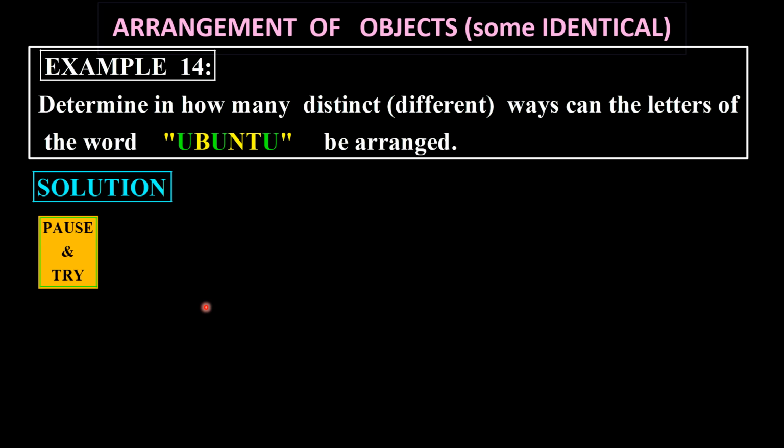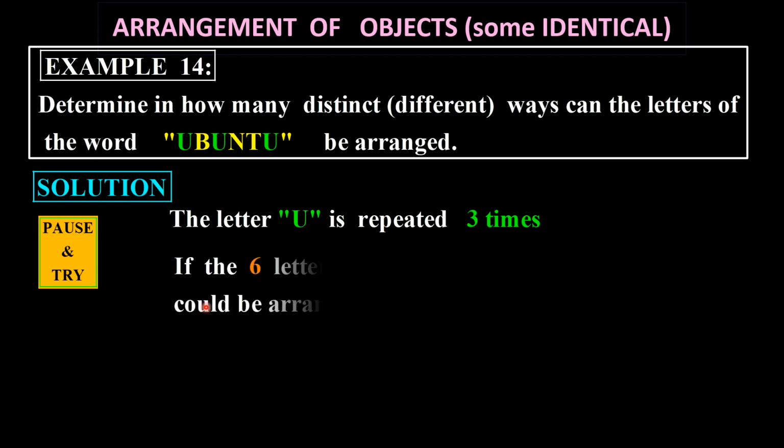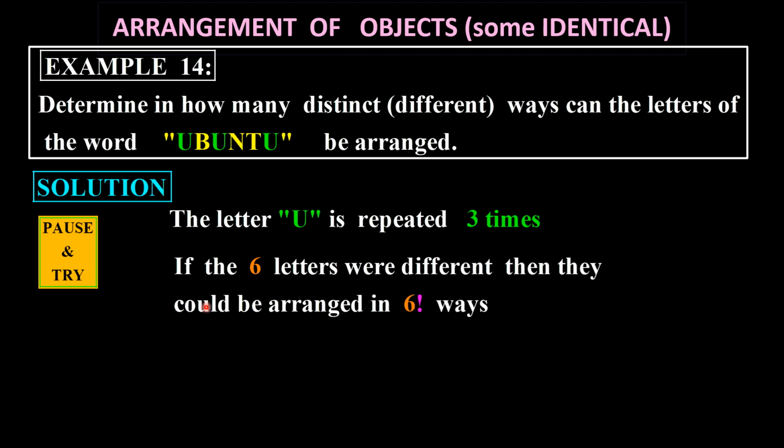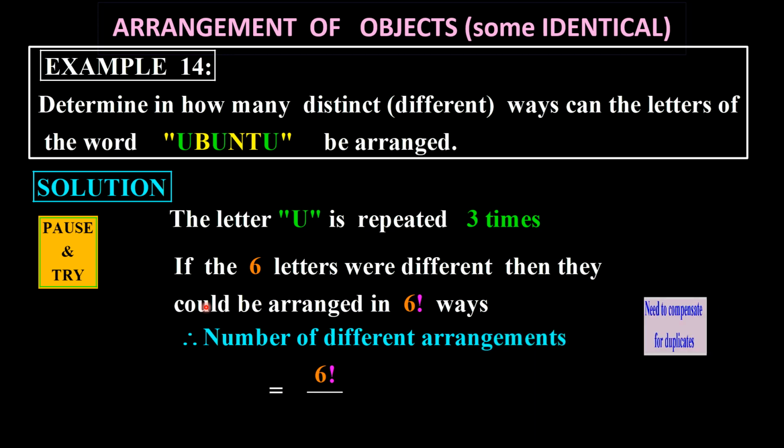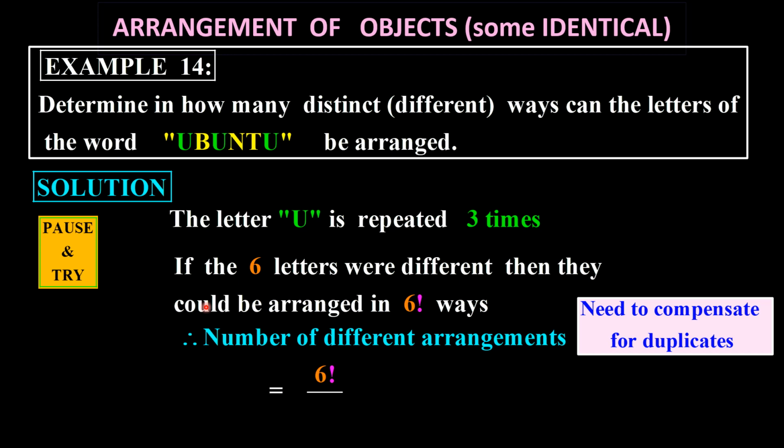Now let's look at your solution. The letter U is repeated 3 times, right? That's the only letter that's repeated. And how many letters are there all together? There are 6 letters. And if they were different, I would have had 6 factorial ways of arranging those 6. But I have to compensate for the letter U that's repeated. So therefore it will be 6 factorial divided by 3 factorial, because there are 3 U's, right? And if I calculate that, there we have the answer, 120. Very good.